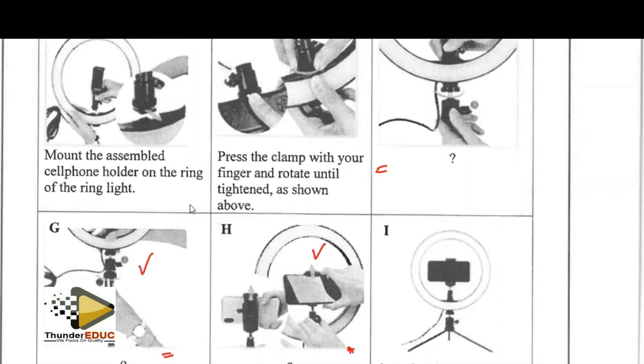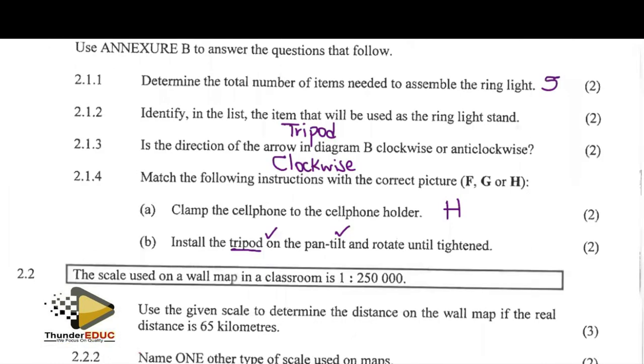Why? I'm taking G because it has a tripod. And remember, I was looking for a tripod and a pan tail. So it's this one here, and this is the tripod. Okay, let's go there and you see. So it's supposed to be G. So F is nowhere to be seen.